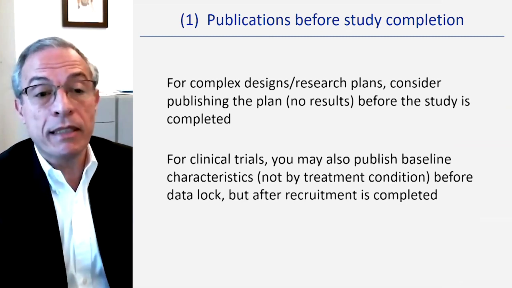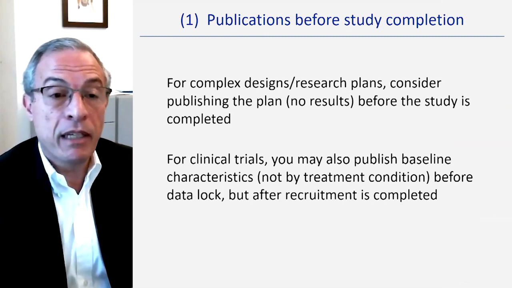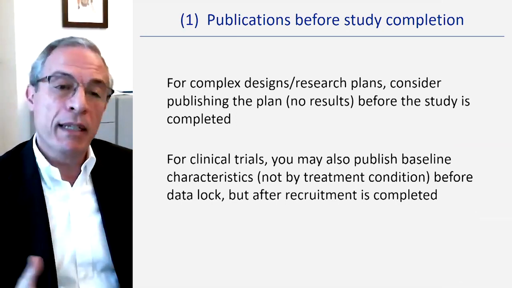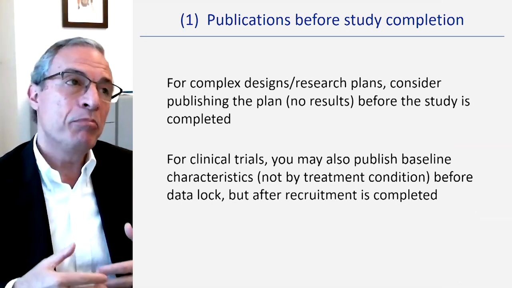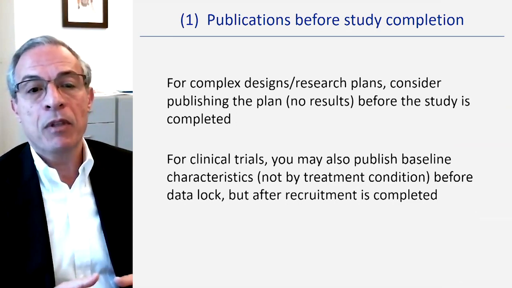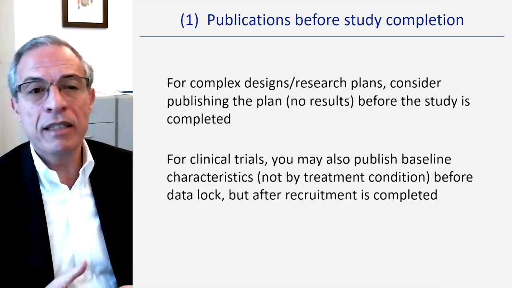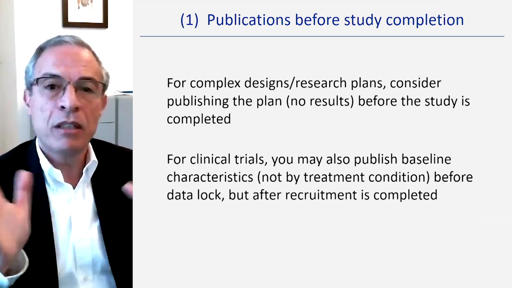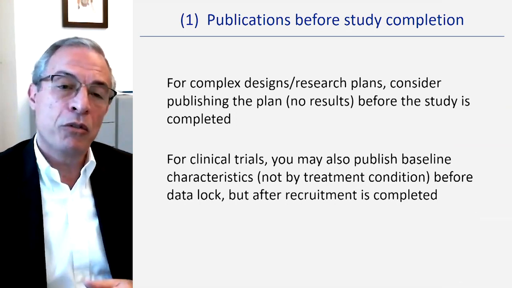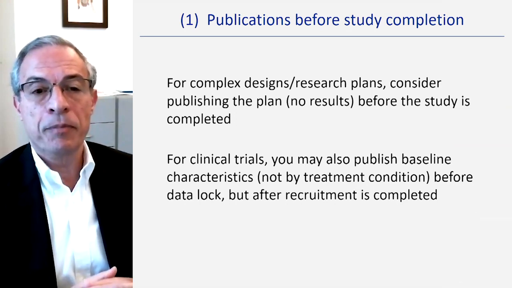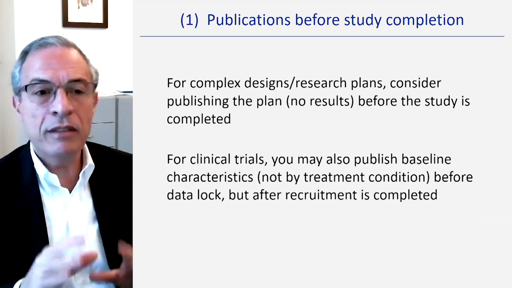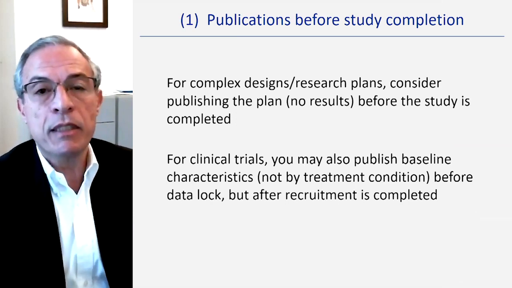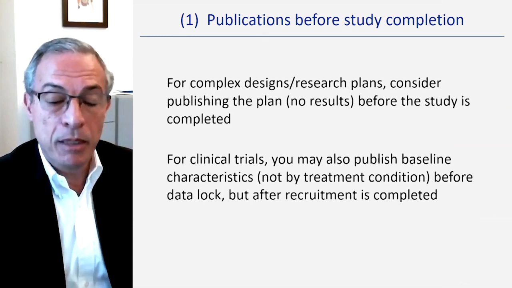So you can publish baseline characteristics before data lock, but after recruitment is completed. Now, why these restrictions? To avoid any bias, or any perceived bias. You start publishing results, they don't look like you want, and then consciously or subconsciously you start biasing the rest of the study. It's very subtle, but just to be safe, once recruitment is completed, you can start publishing only baseline characteristics.